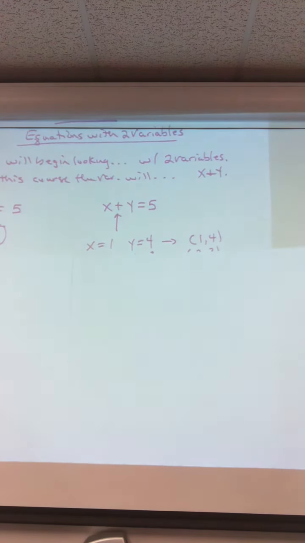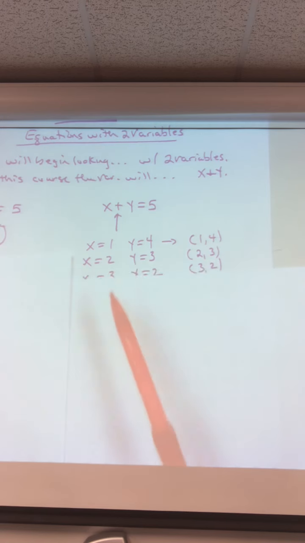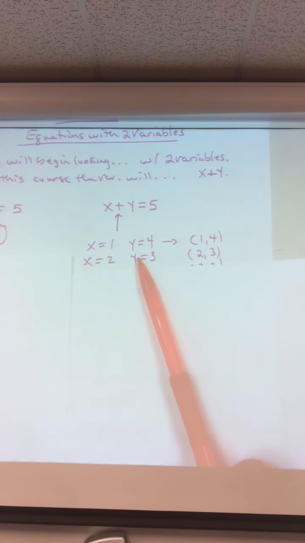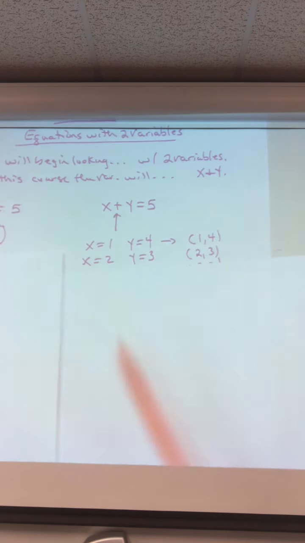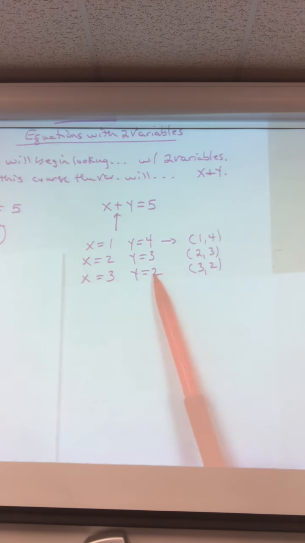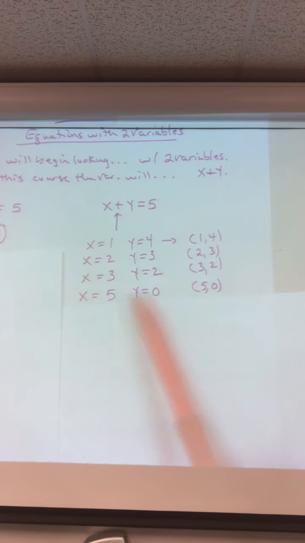So, if I let x be 1 and let y be 4, is 1 plus 4 equal to 5? Certainly it is. But if you add 2 plus 3, you get 5. If you add 3 plus 2, you get 5. If you add 5 plus 0, you get 5. Now let's move to some of the answers that are not so obvious.